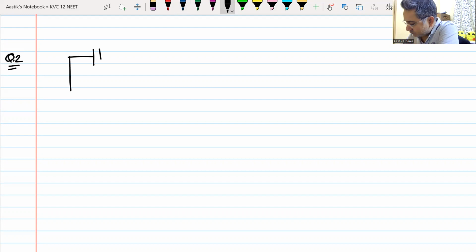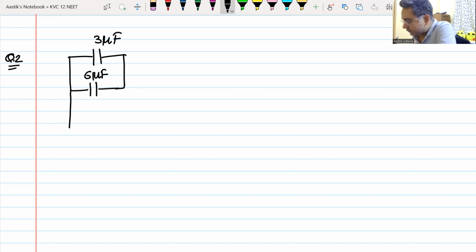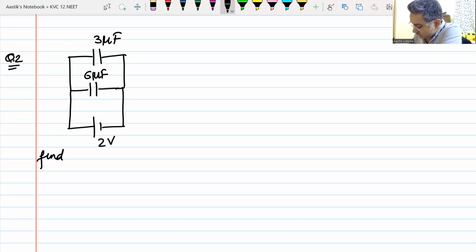So you have a 3 microfarad capacitor and a 6 microfarad capacitor connected like this across a battery of 2 volts. So I've connected two capacitors like this across the battery of 2 volts. You have to find Q, V, and U of each capacitor.